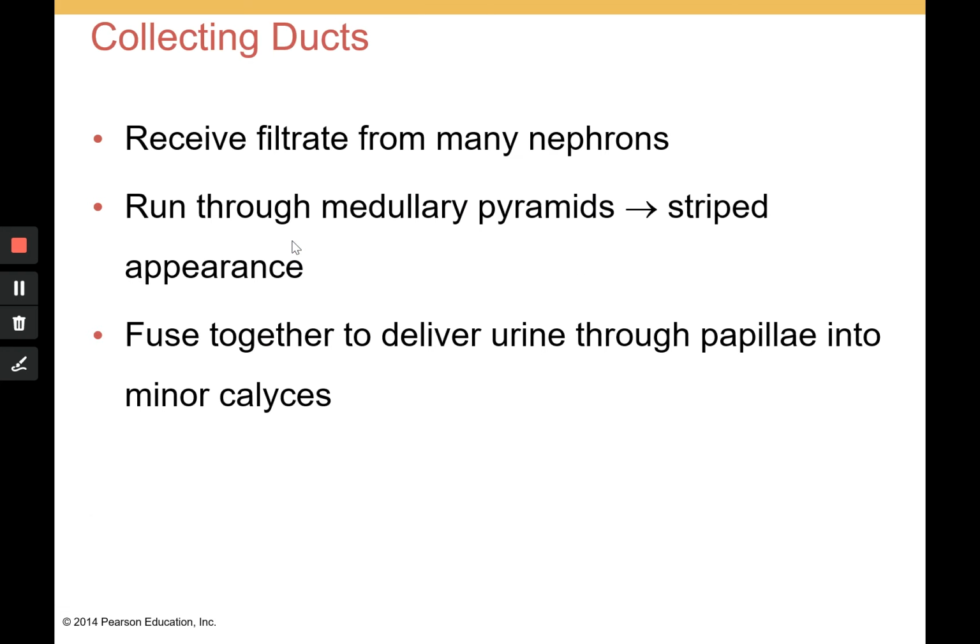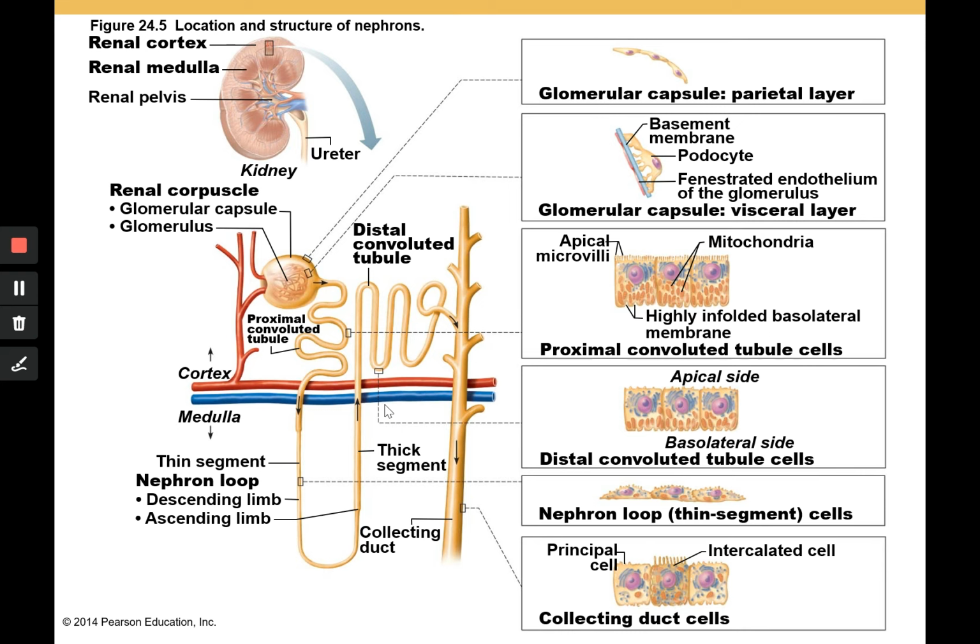So again, the collecting ducts are receiving filtrate from many nephrons. The collecting ducts themselves run through our medullary pyramids. They give the medullary pyramids their striped appearance. The many collecting ducts fuse together at the renal papilla of the medullary pyramids, which then drain to the minor calyces. So what we've done is we've worked our way from the cortex and through the renal medulla.